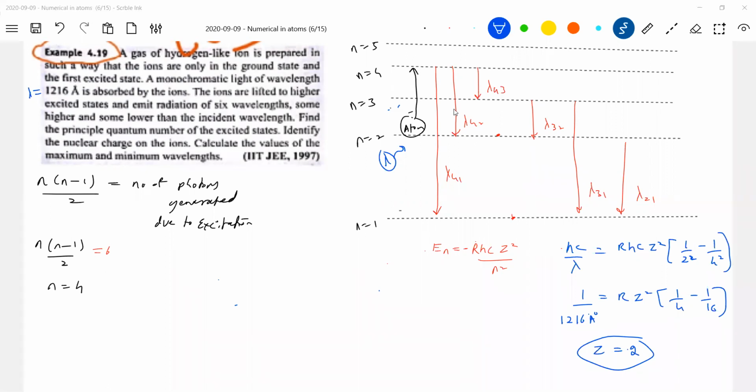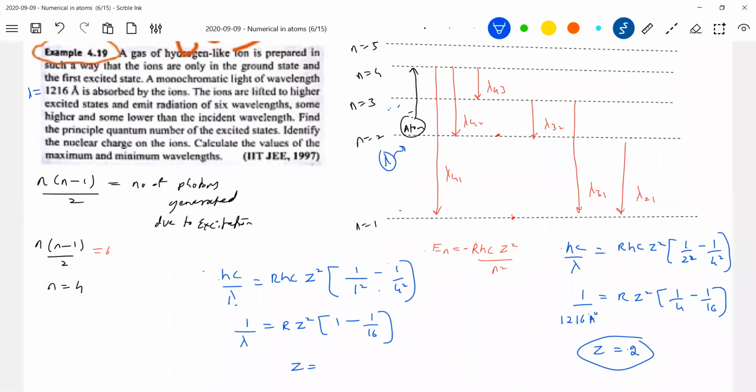Now you do one thing. An atom present in the ground state, let it absorb this radiation, and you do the calculation. Nothing wrong. So there's hc by lambda equals RHC Z square times 1 by 1 square minus 1 by 4 square. Solve again: 1 by lambda equals R Z square times 1 minus 1 by 16. Check the value of Z. So what should be the value of Z? It should be an integer, no? Either 1, 2, 3 or 4. If you get something like 2.3, not possible, so that is discarded. Check with the calculator. I think you'll not end up with an integer.